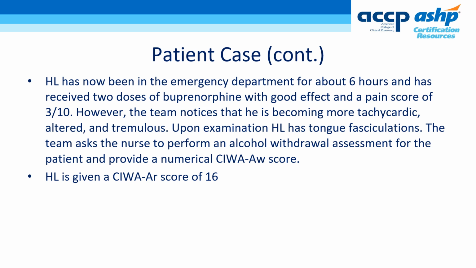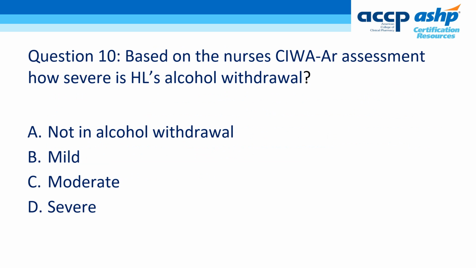Upon examination, HL has tongue fasciculations. The team asked the nurse to perform an alcohol withdrawal assessment for the patient and provide a numerical CWAS score. Following nursing assessment, HL is given a CWAS score of 16. Based on the nurse's CWAS assessment, how severe is HL's alcohol withdrawal? Is it A, he is not in alcohol withdrawal, B, mild, C, moderate withdrawal, or D, severe alcohol withdrawal?